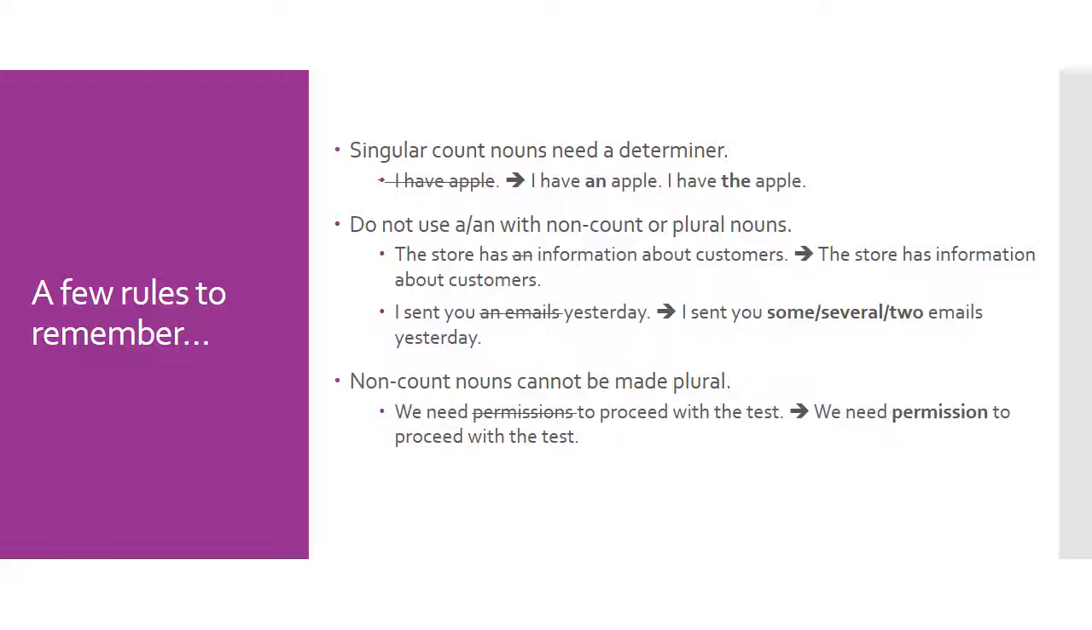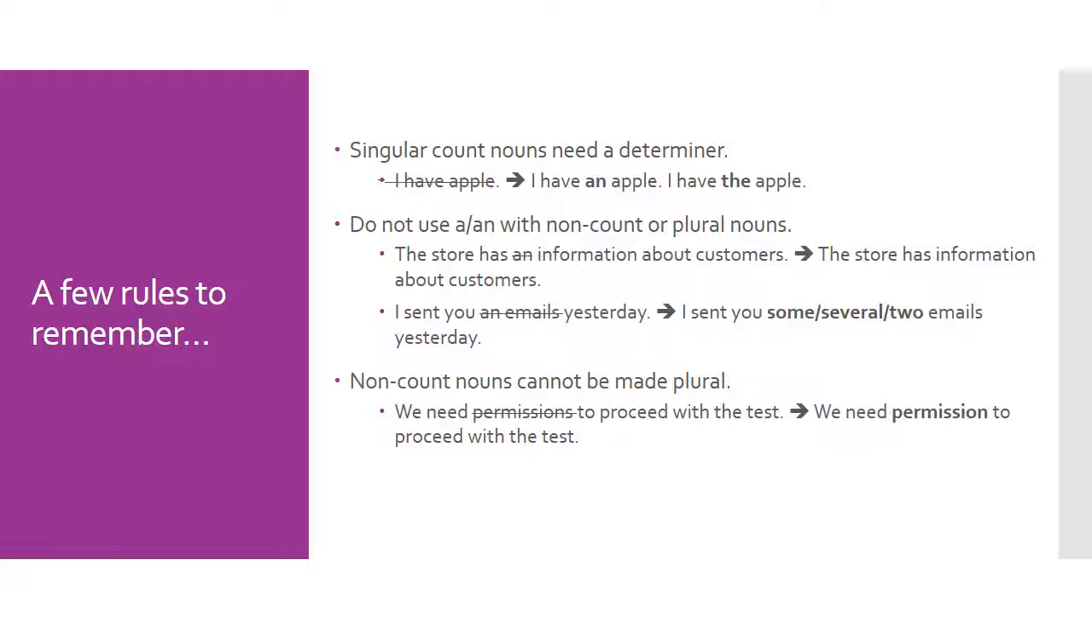A few things that we need to remember. These are things that are typically problems for students, that they cause difficulties in that they result in errors. Singular count nouns need to have a determiner. Now, the determiner you choose depends on the situation and the context, but you must have something. You cannot say, I have apple. You have to have an apple, or the apple, my apple, someone.